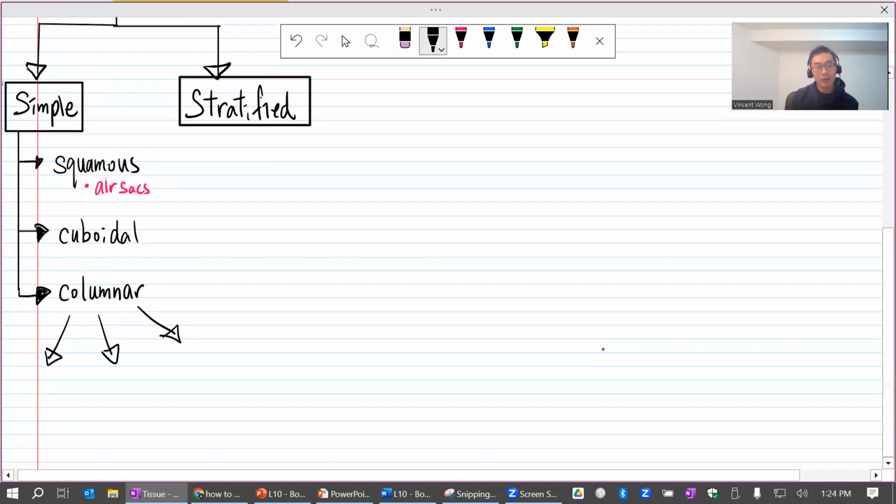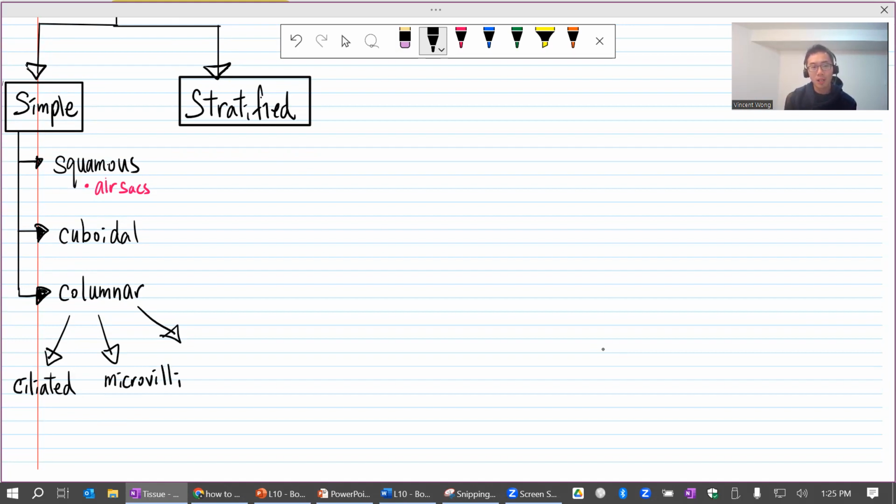Now, columnar comes in several different flavors. You can have your regular columnar, you can have your ciliated columnar, you can have columnar that has microvilli, and you can also have columnar that are pseudostratified. Okay?